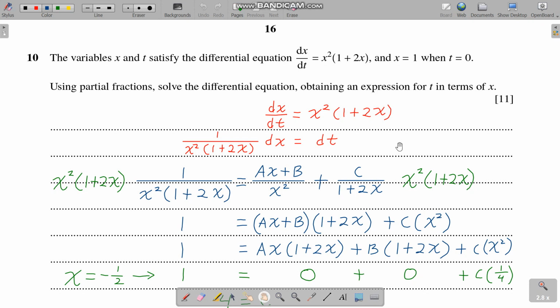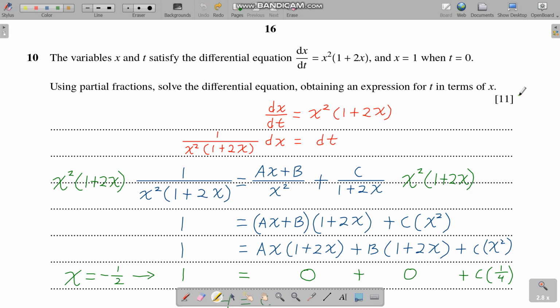equations. So the variables x and y and t satisfy the differential equation. I'm just rewriting it here. And so the first step is to separate the variables. By the way, 11 marks, crazy.